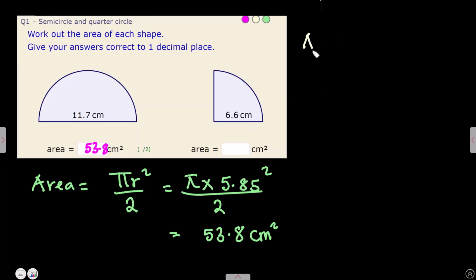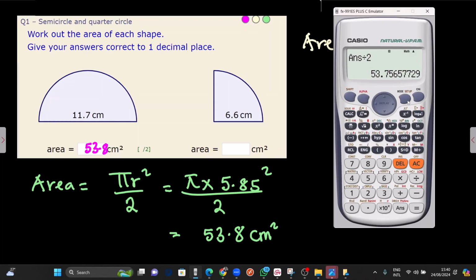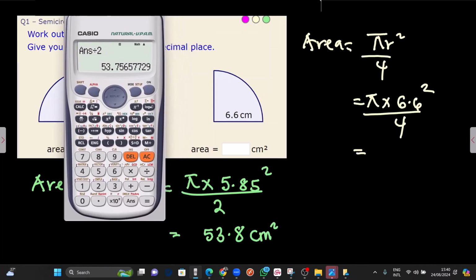And the second one, we have a quarter of a circle which has a radius of 6.6. Now to find the area of a quarter circle, first you work out the area of a full circle, and then divide it by 4. Pi remains the same, and the radius is 6.6 squared, and you divide by 4.